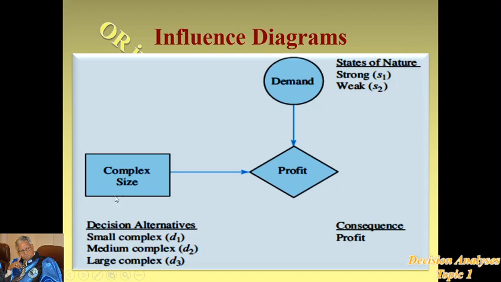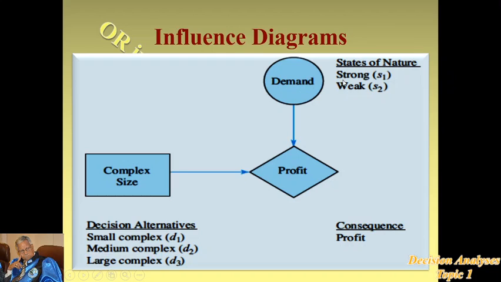The rectangle represents the decision alternatives. Decision alternative number 1, small complex shop; decision alternative number 2, medium complex shop; decision alternative number 3, large complex shop. Environmental condition: demand, state of nature, strong or weak.